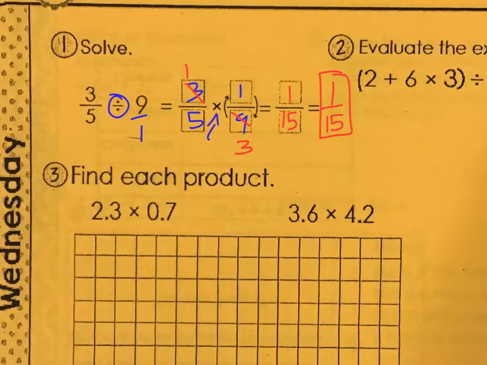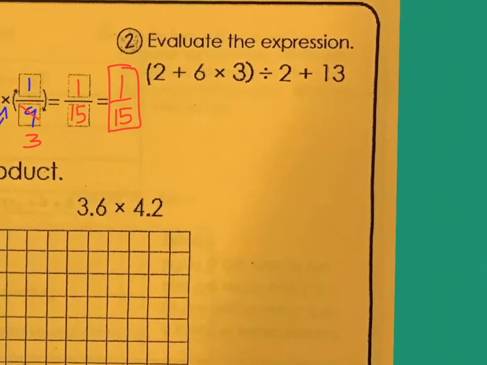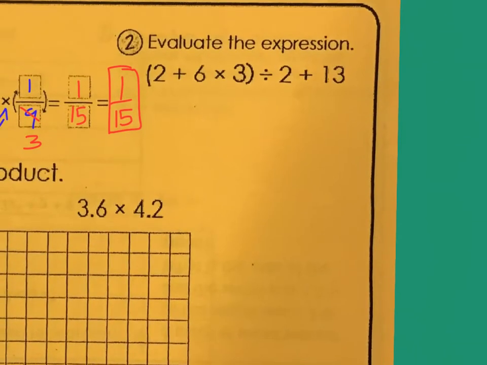So let's move on to number 2. Evaluate the expression. Whenever I see evaluate the expression, it means the same thing as solve it. So this one, we're going to be using order of operations. So I'm going to make a little list over here. PEMDAS. So parentheses, exponents, multiply, divide, add, and subtract. So do I have any parentheses? I do. So put a check mark. That's what I'm going to do first.